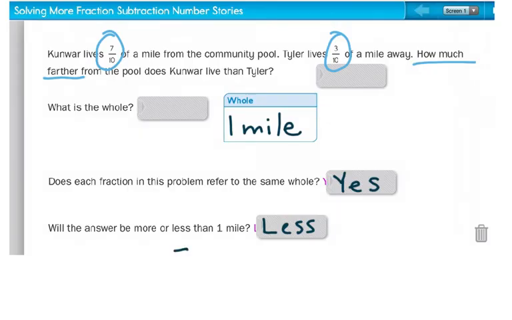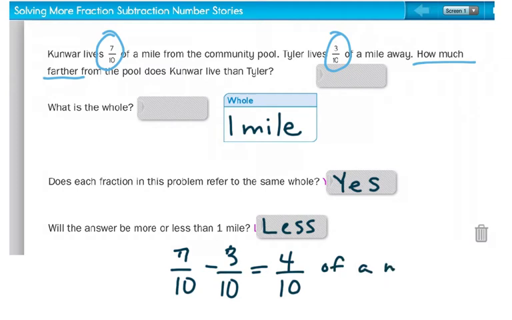So if Kanwara is 7/10 of a mile, 3/10 for Tyler, we're still talking tenths of a mile. 7 minus 3 is 4. 4/10 of a mile. We also know that we could write it like this, couldn't we? 4/10.